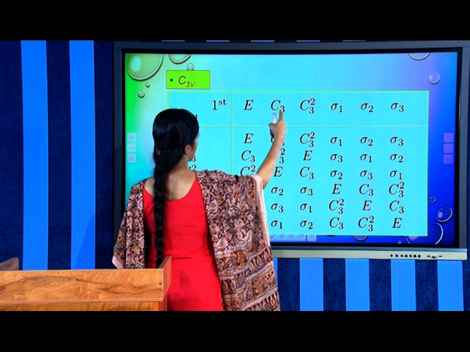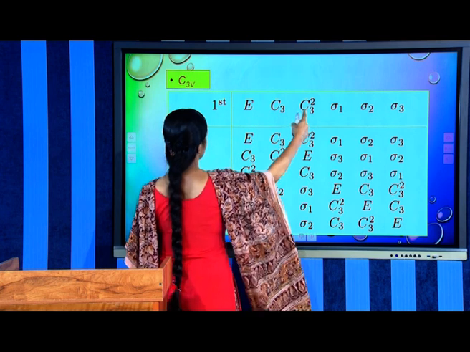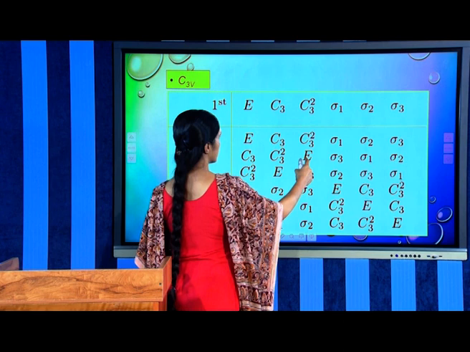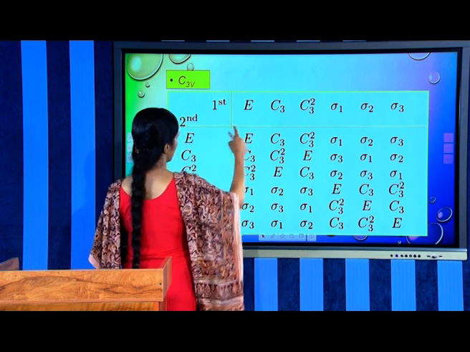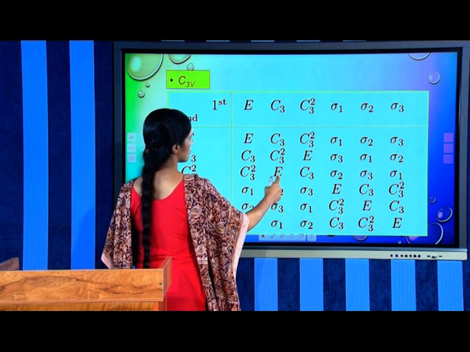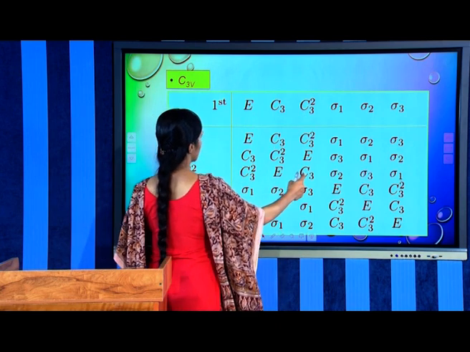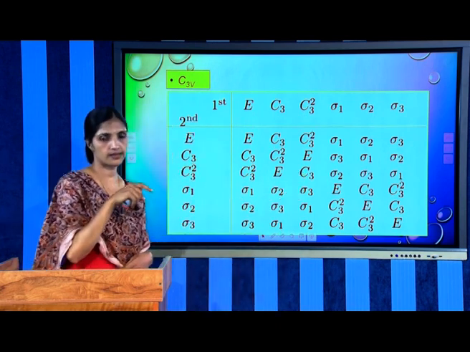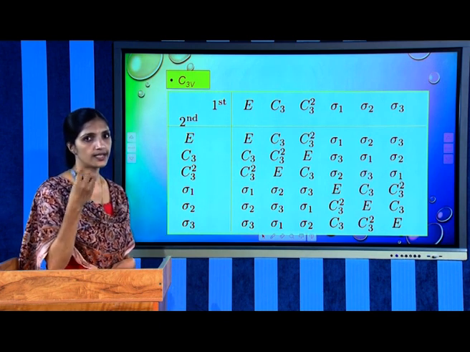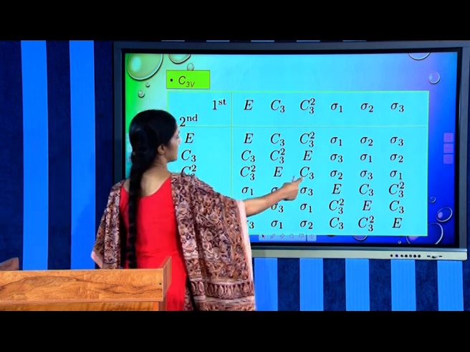table. C3 into C3 equal to C3 square. C3 square into C3 will be what? C3 cube, which is otherwise E. Now C3 square into E is C3 square itself. C3 into C3 square is equal to C3 cube, which will be E. Then C3 square into C3 square, that will be C3 four times. From C3 four times, C3 three times can be neglected because it is E. So the remaining one C3 we can write like this.